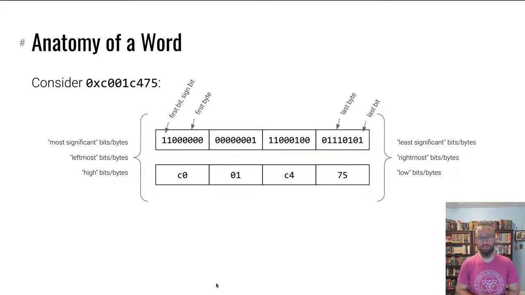Now, why are they most significant? Because a change in those bits will most change the value of that number. Conceptually, you can think about it in decimal. If I have the number 7 million, and I change the leftmost digit to 6 million, that's a huge difference. If I change the rightmost digit and get 7,000,001, that's a small difference. Hence the rightmost bits, the low bits, are the least significant bits. And you have the same for least significant byte and most significant byte. The last bit is the least significant bit. The last byte is the byte holding it. Same for the first bit, which is also the sign bit, and the first byte.